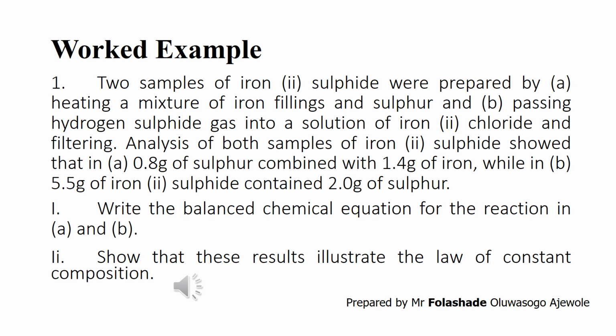Example 1. 2 samples of iron(II) sulfide were prepared by A, heating a mixture of iron filings and sulfur, and B, passing hydrogen sulfide gas into a solution of iron(II) chloride and filtering. Analysis of both samples of iron(II) sulfide showed that in A, 0.8 gram of sulfur combined with 1.4 gram of iron, while in B, 5.5 gram of iron(II) sulfide contained 2.0 gram of sulfur.